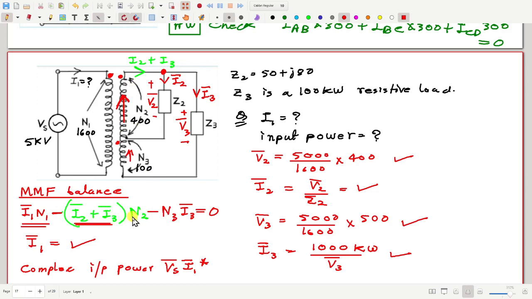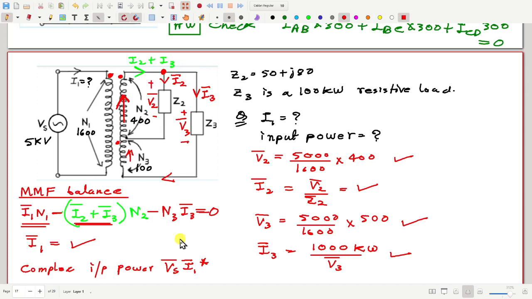Okay. Now you consider the lower part of this second coil. Here the current is how much? I3, because this current is I3, and the number of turns is N3. So I3 N3 is the MMF, and negative because it is going out from the dot. So this is the total MMF, that should be equal to 0. That's it. Is it okay?